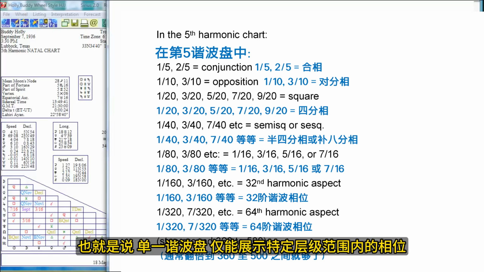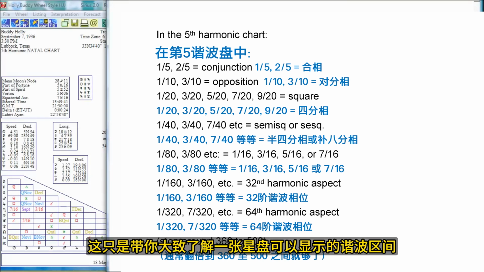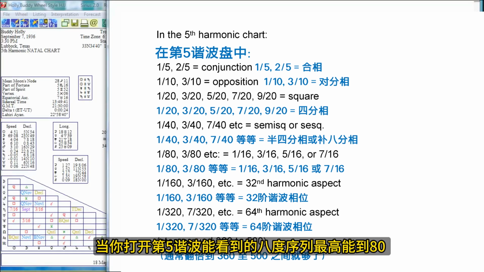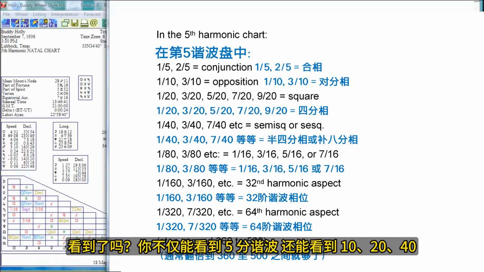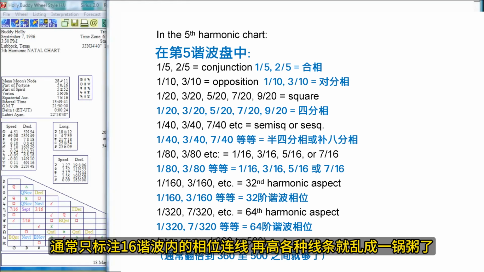So you can only see up to a certain level within a harmonic chart. We'll see more examples of this, and it becomes more practical as we apply it to looking at actual charts. But this is to give you an idea of the range of harmonics that you can see within a given chart. If you're in the fifth harmonic chart, you're actually seeing octaves all the way up to 80. See that? You're not just seeing fifth, you're also seeing 10th, 20th, 40th, and 80th, because you'll see these aspect lines in there. And generally, our habit is to only draw aspect lines up to 16.